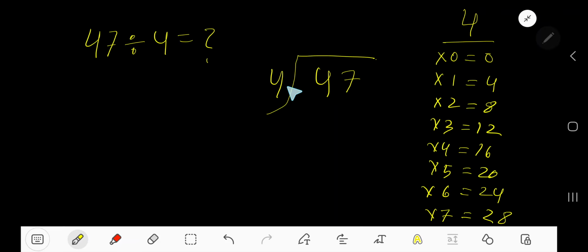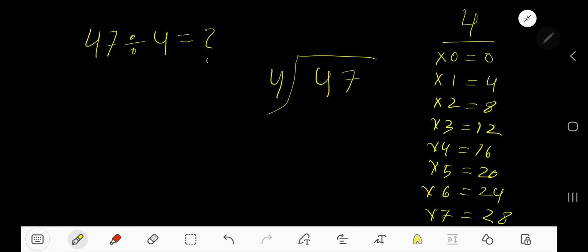47 divided by 4. Here 4 is the divisor, so we need the multiplication table of 4. 4 times 0 is 0, 4 times 1 is 4, 4 times 2 is 8, 4 times 3 is 12, 4 times 4 is 16. To find the multiplication table of 4, just start with the previous step: 0 plus 4 is 4, 4 plus 4 is 8, 8 plus 4 is 12, 12 plus 4 is 16.